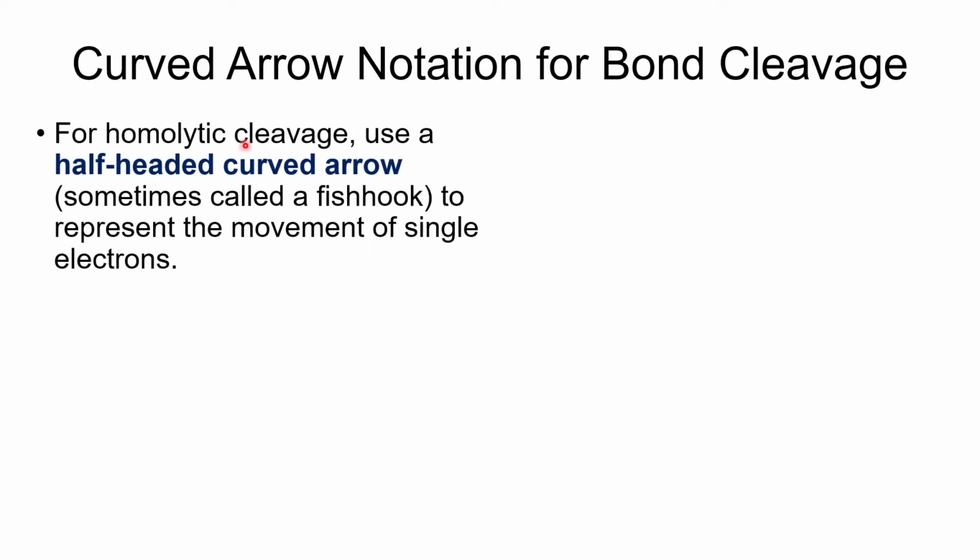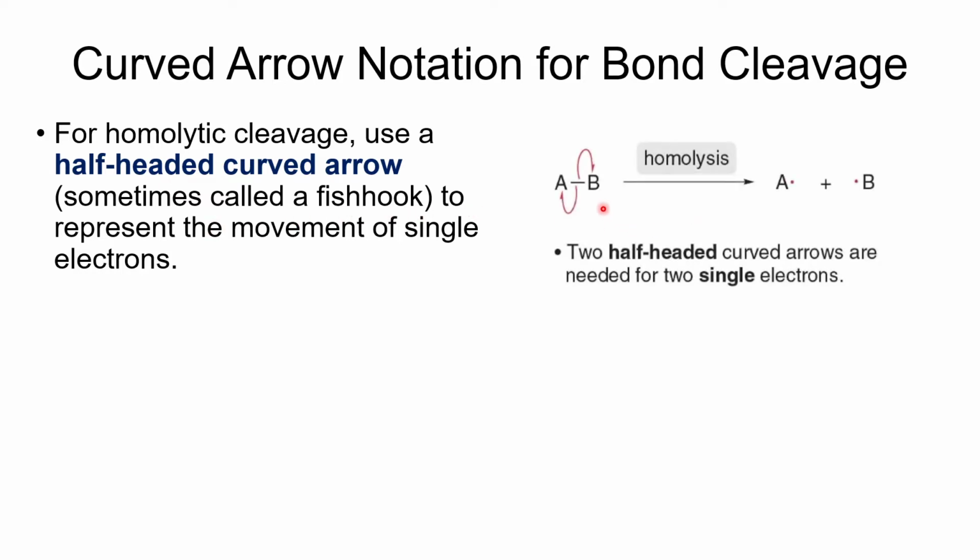Our curved arrow notation for bond cleavage is going to depend on what kind of bond cleavage we have. If it is homolytic bond cleavage, we'll have one electron going to each atom. So for homolytic, we have one electron going to each atom, and we will use the half-headed curved arrow. Sometimes it's called a fishhook because it kind of looks like a fishhook, although the barb is going the wrong way for that to be a fishhook, but that doesn't really matter. We use half-headed to indicate a single electron is going to A and a single electron is going to B, and we generate those radicals.